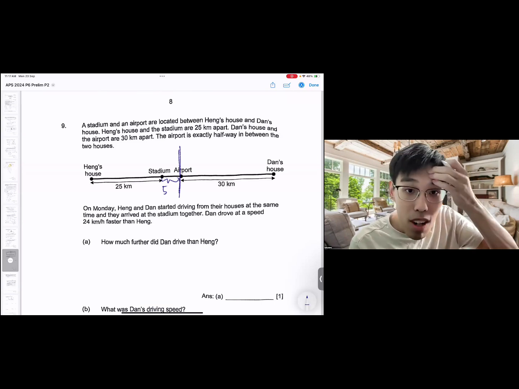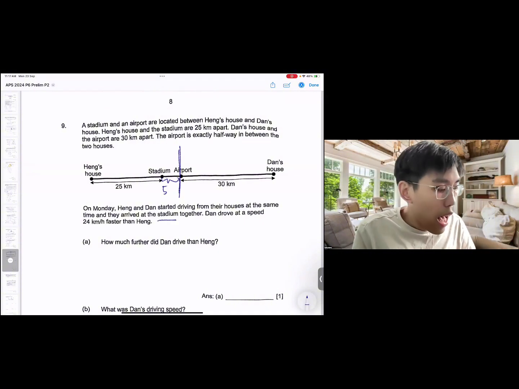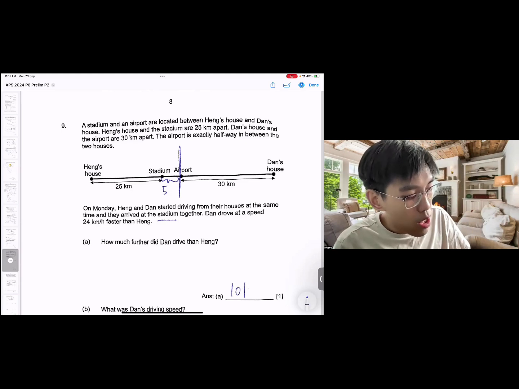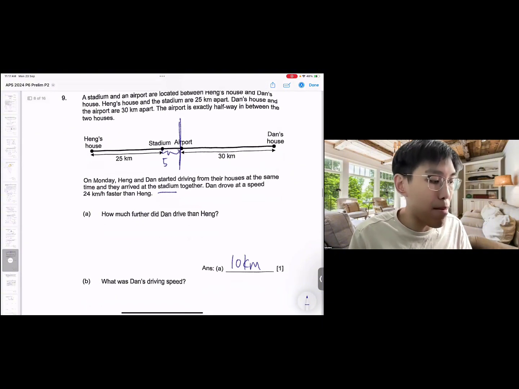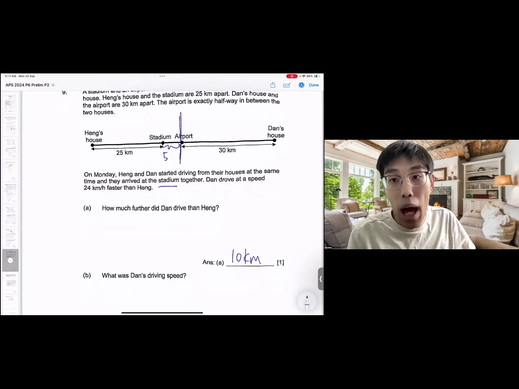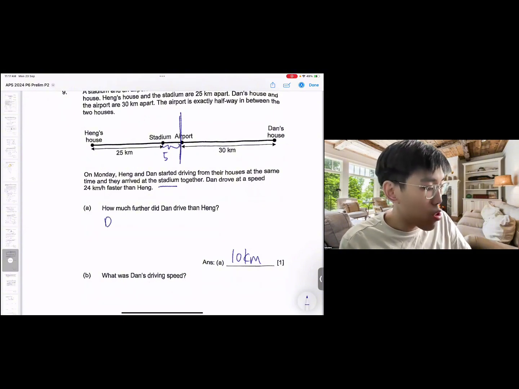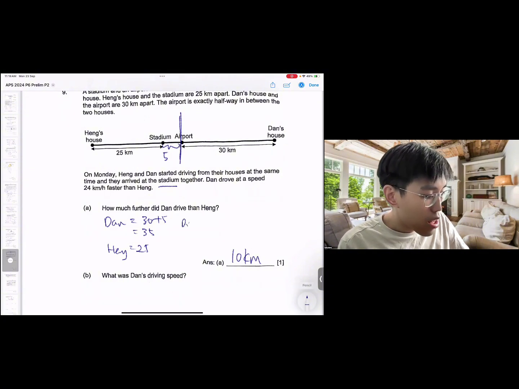On Monday, Dan and Heng start driving, and Dan drove 24 kilometers per hour faster. Where do they meet? At the stadium. How much further did Dan drive than Heng? 10 kilometers. This one you don't need to see. Why? 5 times 2, that's all. To explain further why it is 5 times 2: once we already know that the stadium to airport distance is 5 kilometers, that means Dan's house to stadium is 30 plus 5, 35. Then Heng will be just 25. So therefore the difference is 10. That's all already.